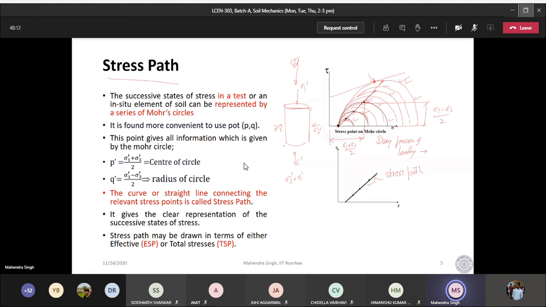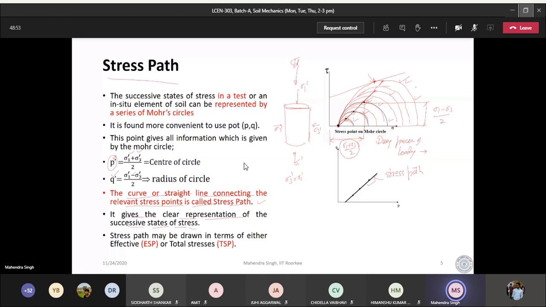And we did it when we were calculating the shear strength parameters. This sigma 1 plus sigma 3 by 2 is denoted by the letter P. So if you are using P dash, that means it is effective stresses. If you are using P, then it is total stresses. So this curve or straight line connecting the relevant stress points is called the stress path. And it gives a clear representation of the successive states of stresses which the specimen has undergone.